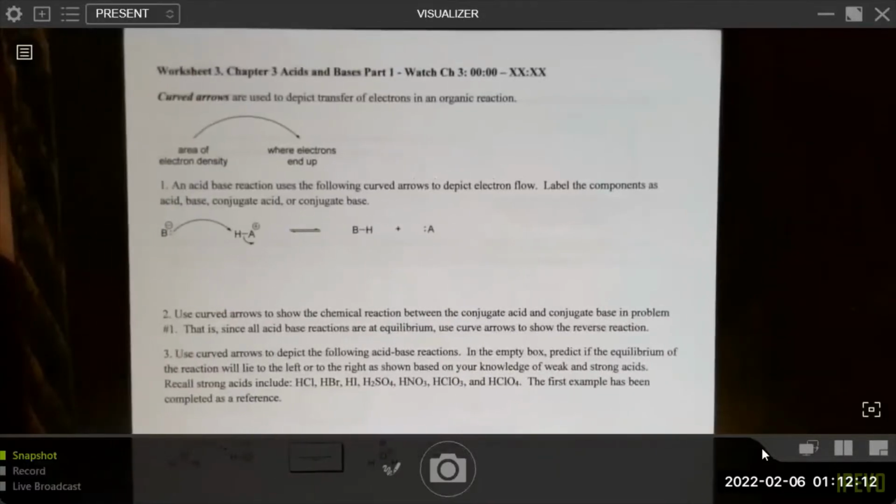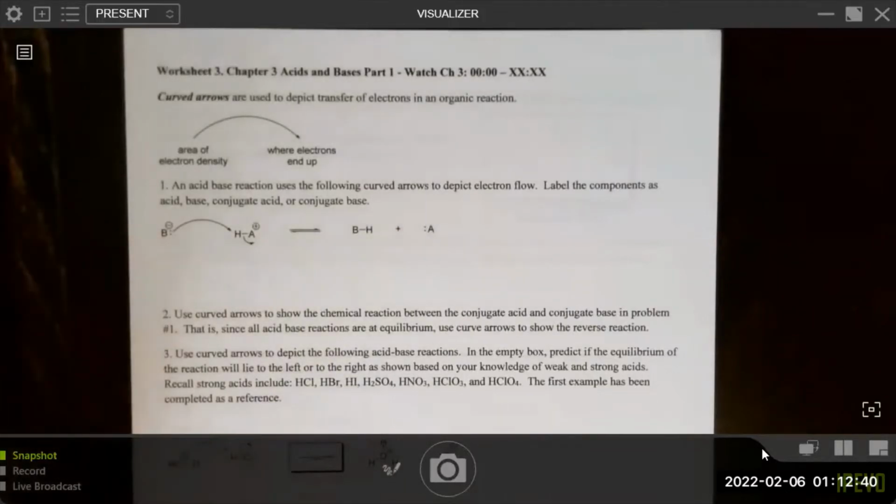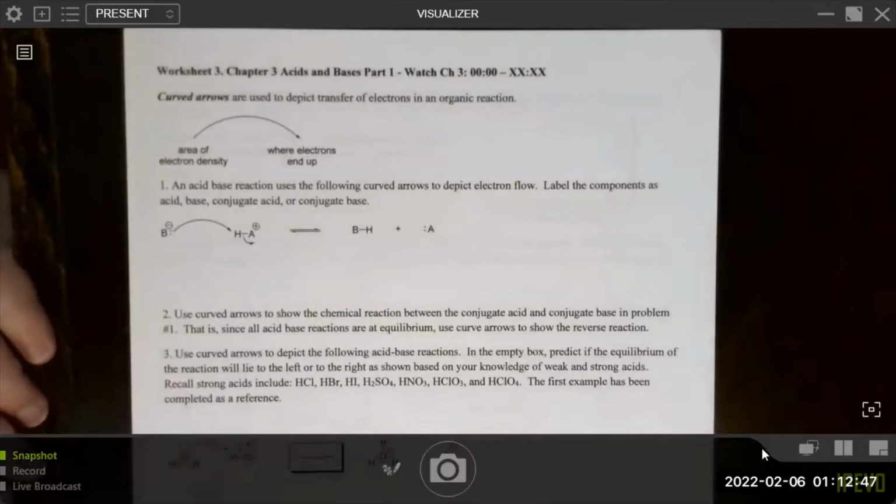So we're starting to talk about curved arrows that are going to be used to show how electrons move or transfer in organic reactions, right? So this is a little bit different than the concept of resonance, which was in the last part of chapter 2, which showed the movement of electrons in unhybridized p orbitals. And so we are going to just remind ourselves about curved arrows, right?